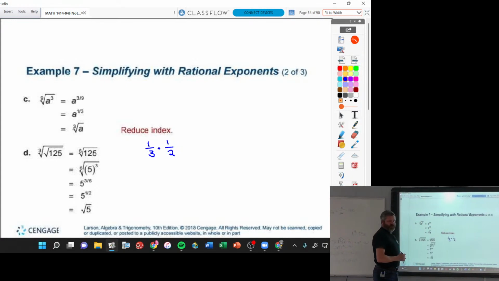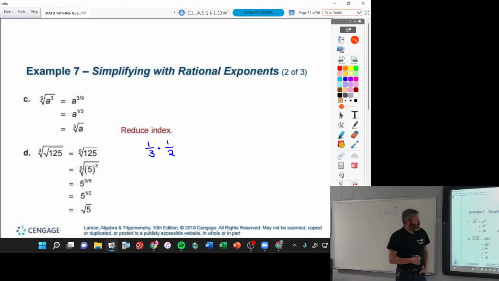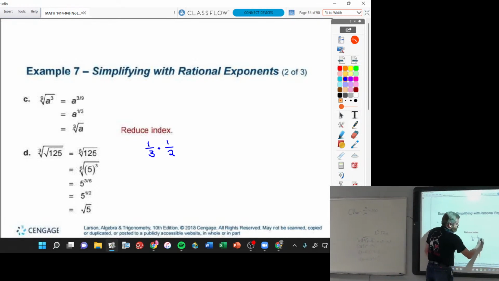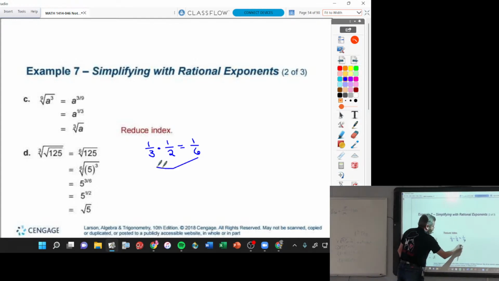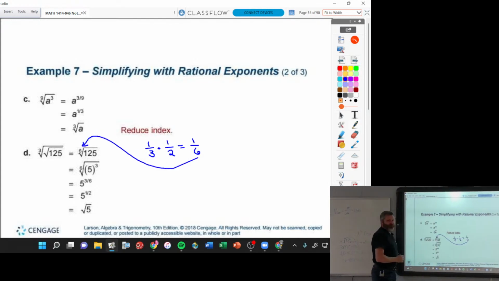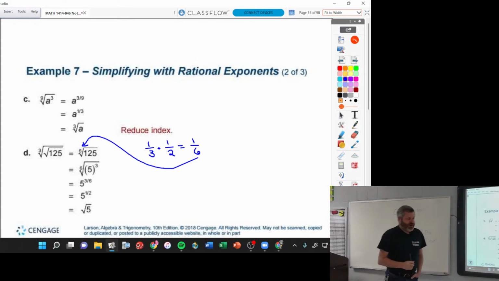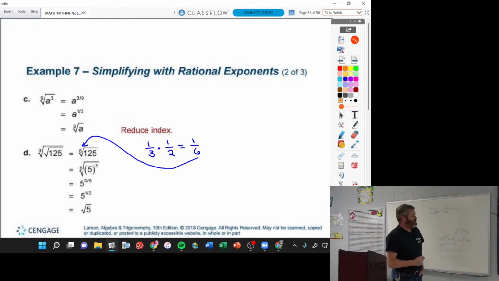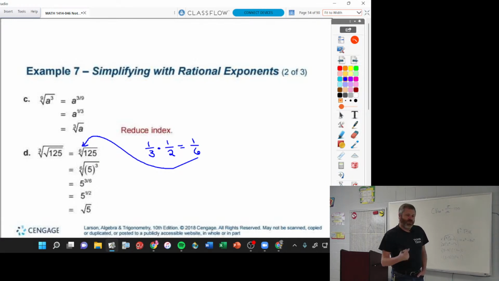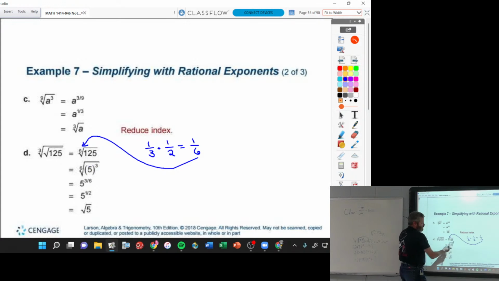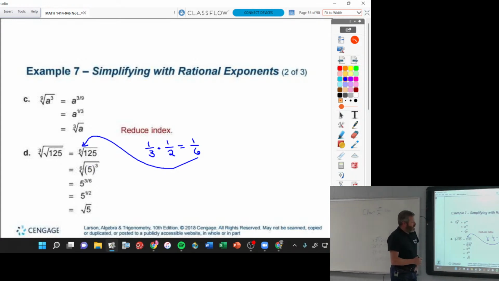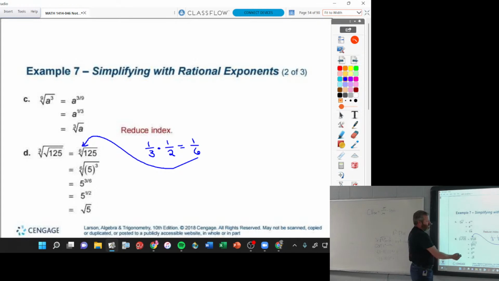So the cubed root of the square root. So if you took 1/3 times 1/2, that would give you 1/6. And that is where the 6 came from, okay? So the cubed root of the square root of 125 is the same thing as the 6th root of 125. But 125 can be rewritten as a perfect cube. 125 is the same thing as 5 cubed.